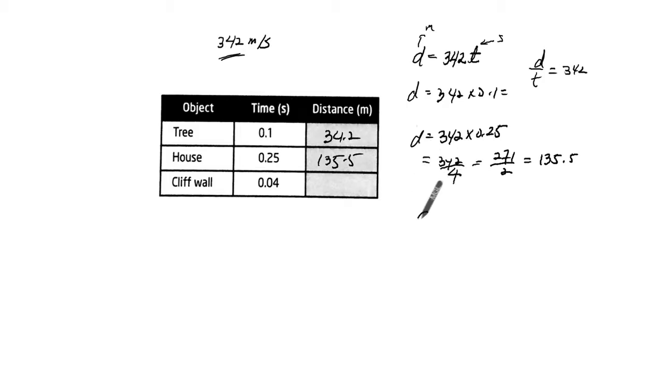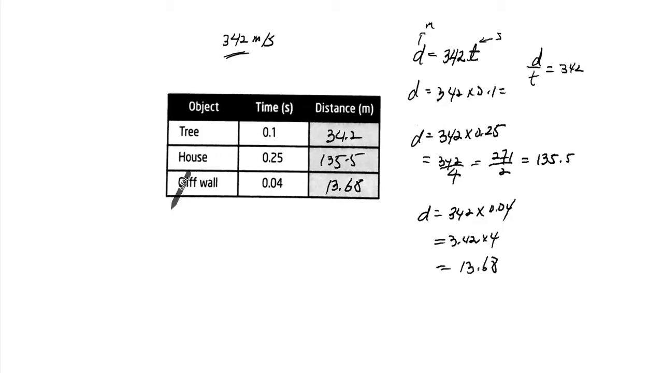And lastly, 342 times 0.04. So if I actually multiply this by 0.01, I get 3.42. But 0.04 is 4 times 0.01. Okay, and let's multiply that by 4. Okay, there it is. So that's how far the actual objects are for these times.